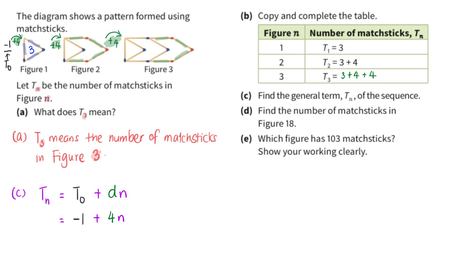Let's move on to part D, where we will need to find the number of matchsticks for figure 18. So from here I know that n equals 18, and because we have successfully found the general term from part C, for part D I'm going to just apply the formula or the general term. T18 is therefore equal to -1 plus 4n, and n is 18. And this will then give me a value of 71.